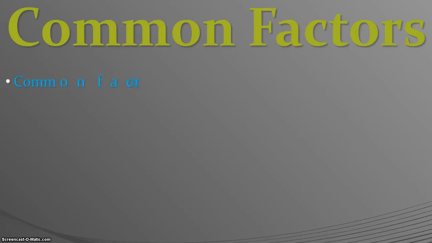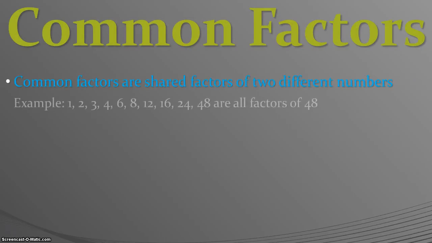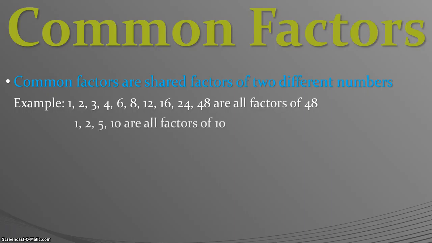Now common factors are shared factors of two different numbers. So for example, we list the factors of 48, but then we could also list the factors of 10: 1, 2, 5, and 10. So a common factor would be ones that they share, like 1 and 2. So these are the common factors of 10 and 48.